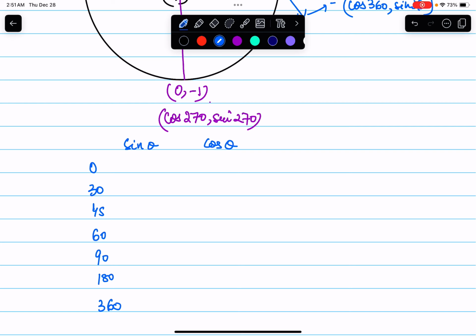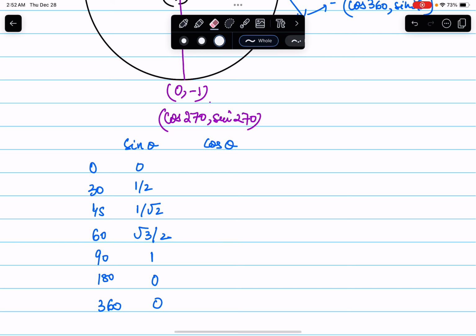So I just remember 1. So I know that sine of 0 is 0, sine of 30 is 1 half, sine of 45 is 1 by root 2, sine of 60 is root 3 by 2, right? Then sine of 90 is 1, sine of 180 is 0, sine of 360 is 0. Okay? Right?